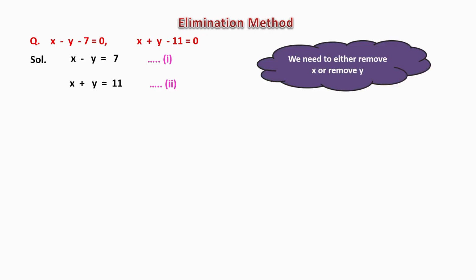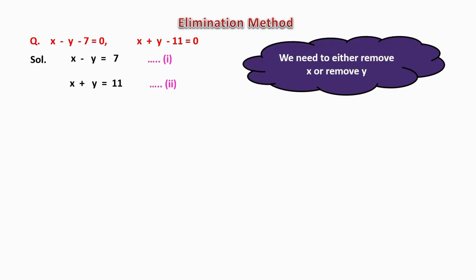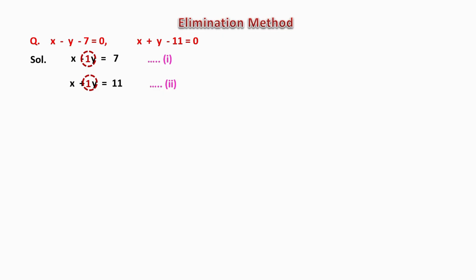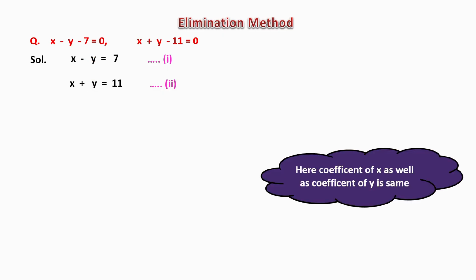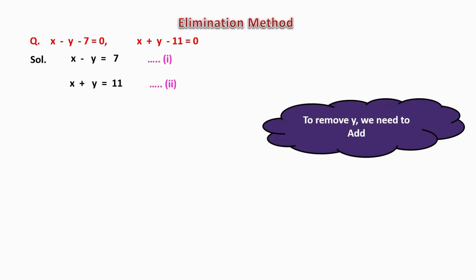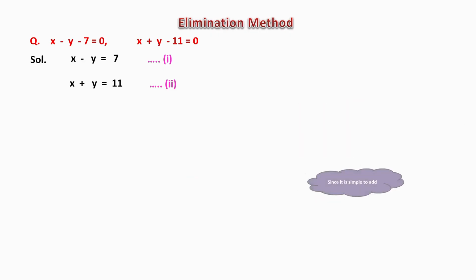Now, we need to eliminate one variable. We can remove either x or y. Let us check the coefficients. Here, the coefficients of x in both equations are the same, and the coefficients of y are also the same. To remove x, we would subtract the two equations because the signs are the same. To remove y, we would add the two equations because the signs are different. Since it is easier, let us eliminate y by adding the two equations.